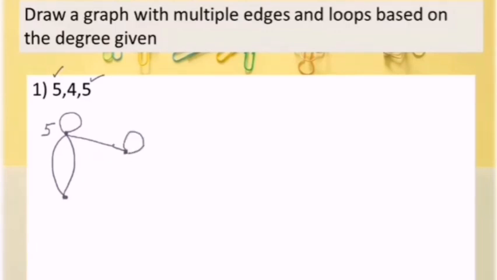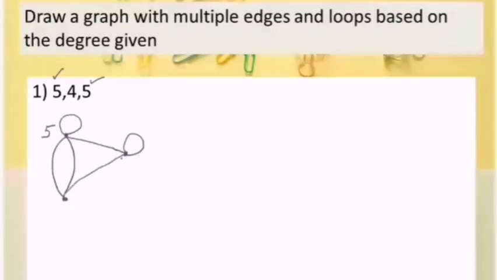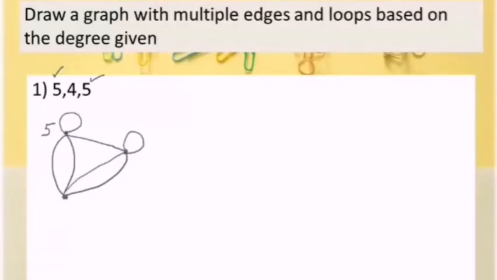1, 2, 3 already. And you know, we only have 3 vertices. So 1, 2, 3, 3 already. So I join the point here. Okay, so now I check: 1, 2, 3, 4, 5. The degree is 5. And for this vertex, 1, 2, 3, 4. So this is the answer for question number 1.